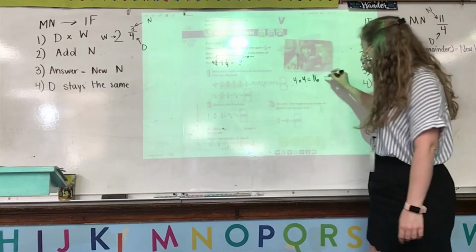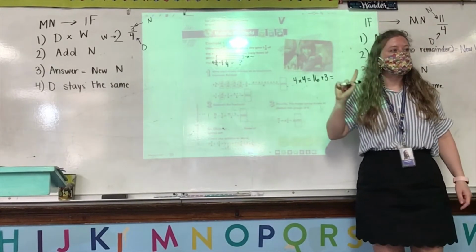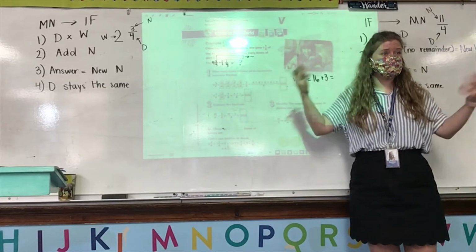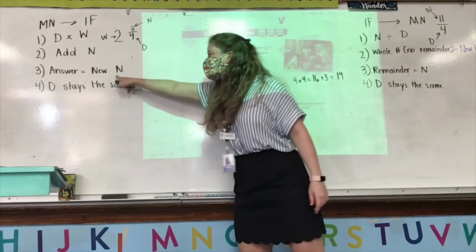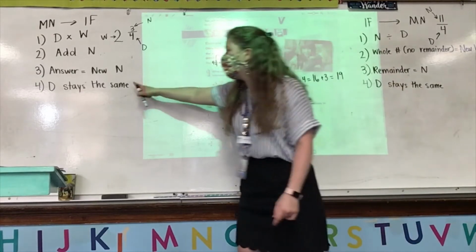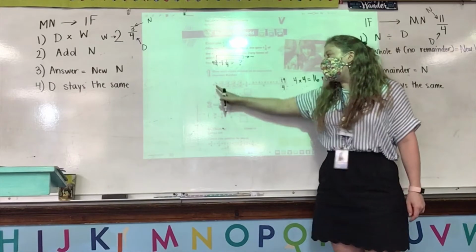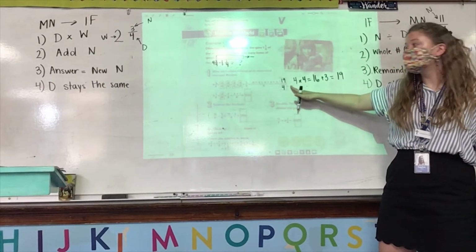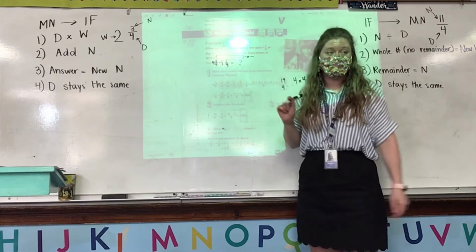The numerator is 3. Think about it. Class, 16 plus 3 is 19. We know the answer is our new numerator, so 19 is our numerator, and we know the denominator stays the same. So class, 4 3/4 is equivalent to 19/4.